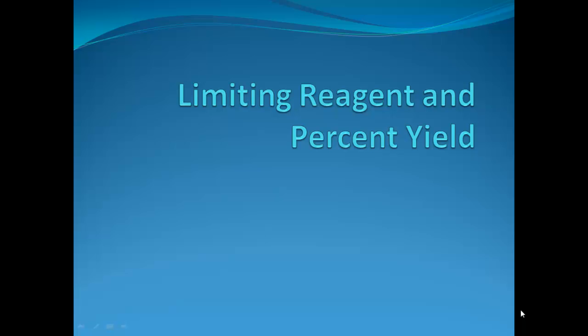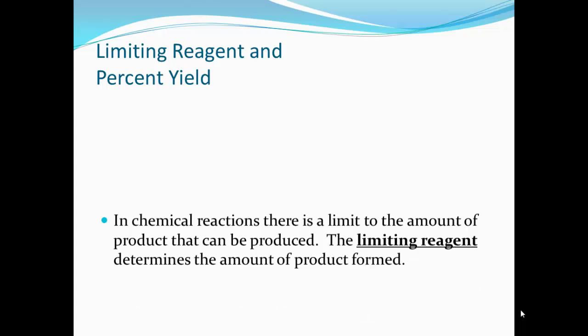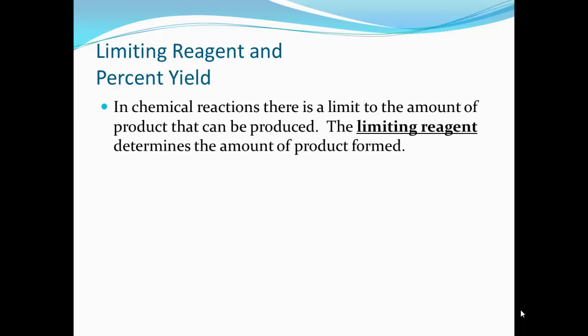Okay, in this presentation we're going to talk about limiting reactants or reagents and percent yield. In chemical reactions, there's actually a limit as to how much product can be produced. The reason is that one of the substances may get used up first, meaning one of the reactants gets used up before the other one does. This substance that gets used up first is called a limiting reagent, or it can also be referred to as the limiting reactant. Either one is acceptable.